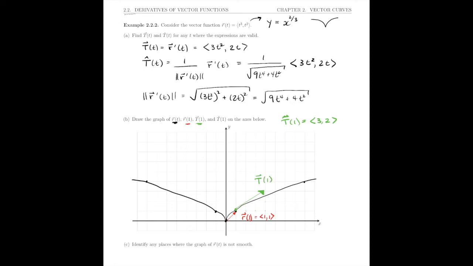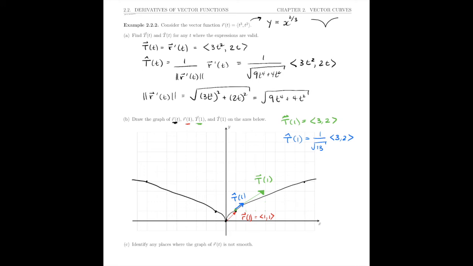And I also want T hat, I want the unit tangent vector. And so for T hat of 1, I'm going to use the T hat formula here. So 1 over, plugging in 1, I'm going to get root 13 times the vector 3, 2, which is a unit vector in the direction of the tangent vector. So there is our curve, our radial vector, our tangent vector, and our unit tangent vector all on the same graph.